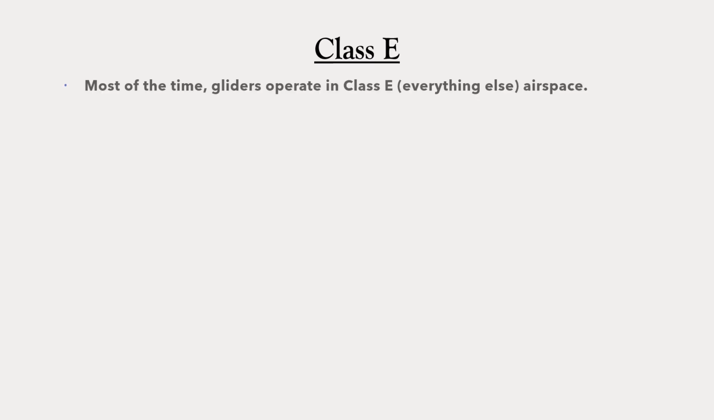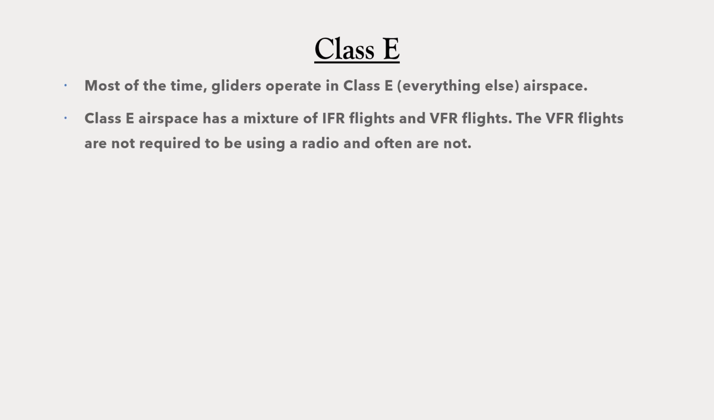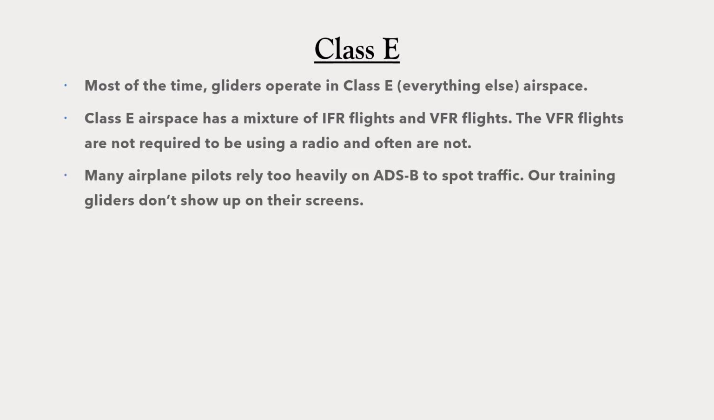So Class E, sometimes people refer to that as the everything else airspace. That constitutes the majority of the airspace that gliders will be operating in most of the time. In Class E airspace, there's a mixture of IFR flights and VFR flights. We're not required to be using a radio. The other VFR flights are not required to be using a radio, and frequently they're not using a radio or they wouldn't be on the same frequency as you are, even if they are using a radio.